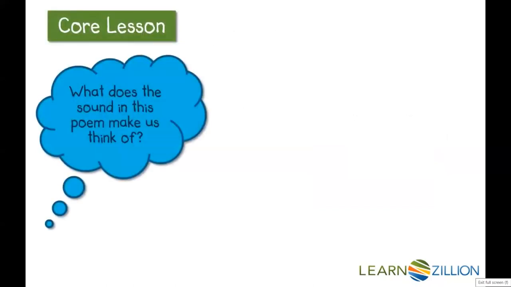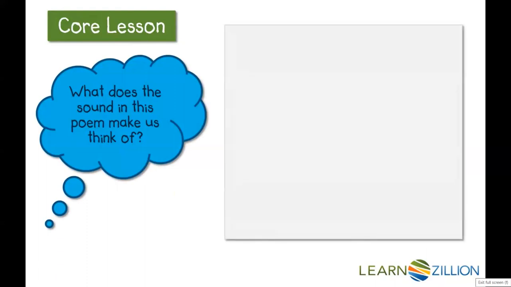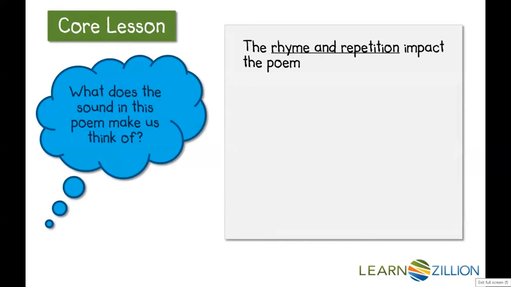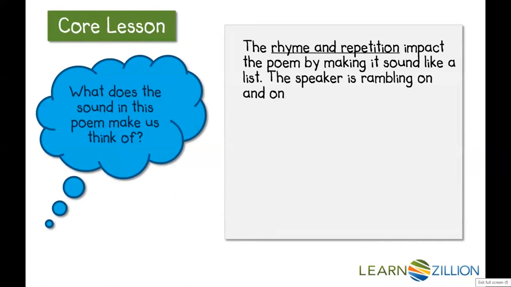Now that we have found examples where the poet is purposefully using sound for an effect, we need to decide what that effect actually is. To determine the feeling that the sound brings out, we can ask ourselves a series of questions. What does the repetition in rhyme make us think of? Well, the grammatical repetition impacts the poem by making it sound like a list, like the speaker is rambling on about some topic he or she is passionate about.